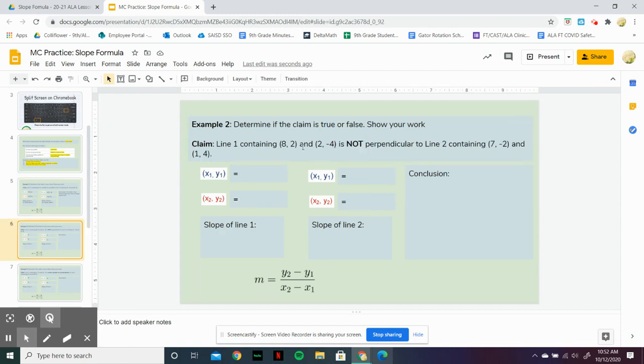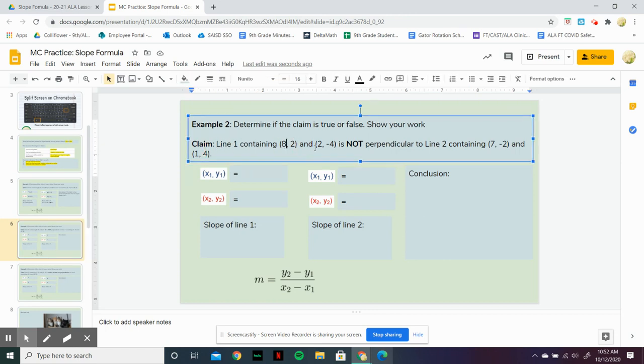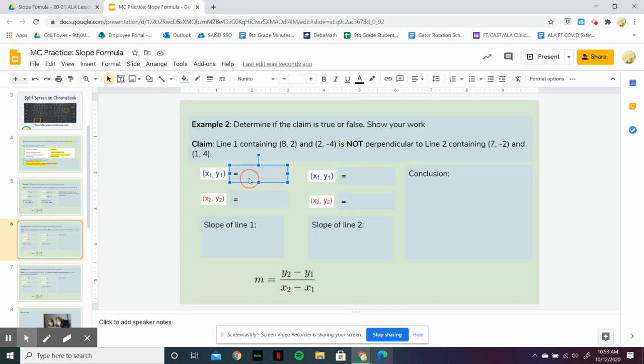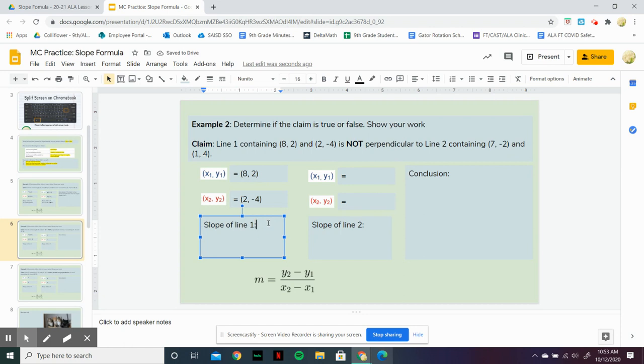Example 2 says line 1 containing the points (8, 2) and (2, -4) is not perpendicular to line 2, which contains (7, -2) and (1, 4). So again, the first thing I'm going to do is find the slope of line 1. I'm going to set (8, 2) equal to my first point and (2, -4) equal to my second point. Now I'm going to find the slope of line 1.